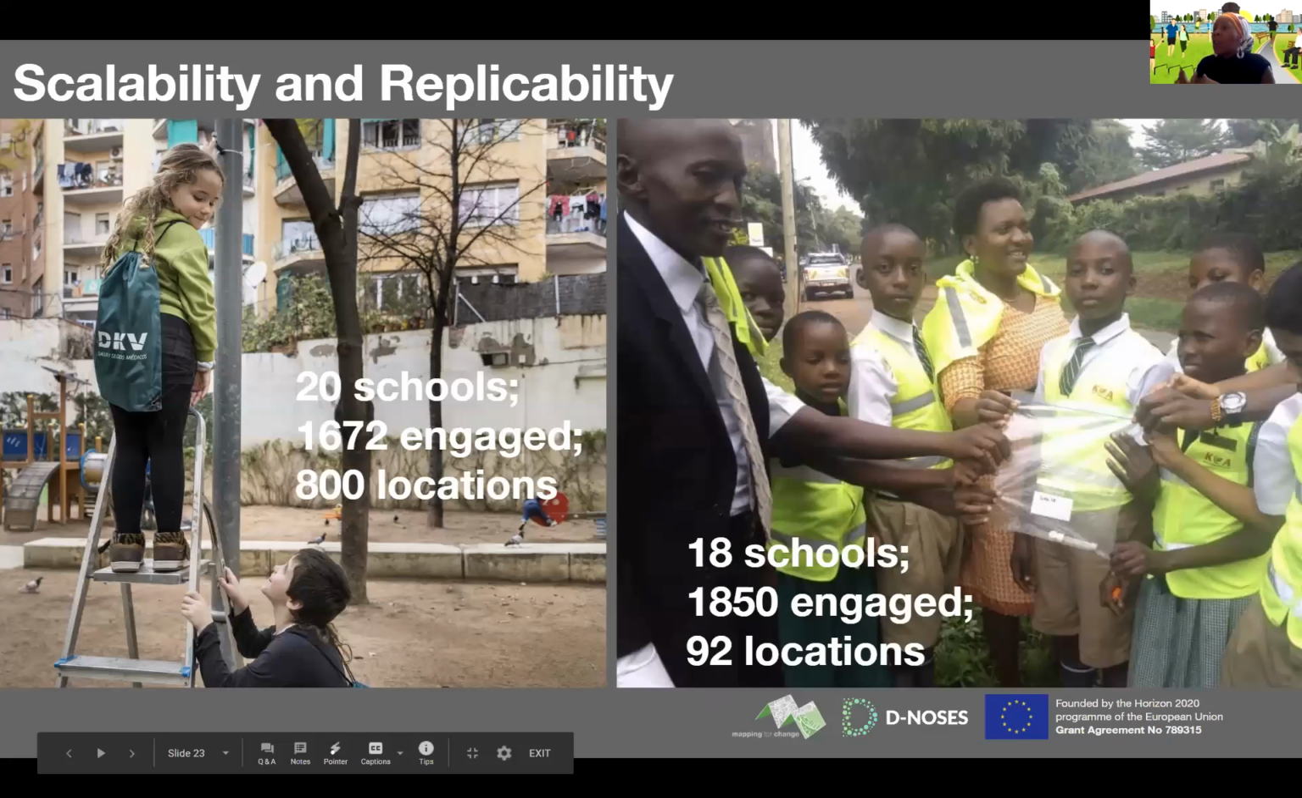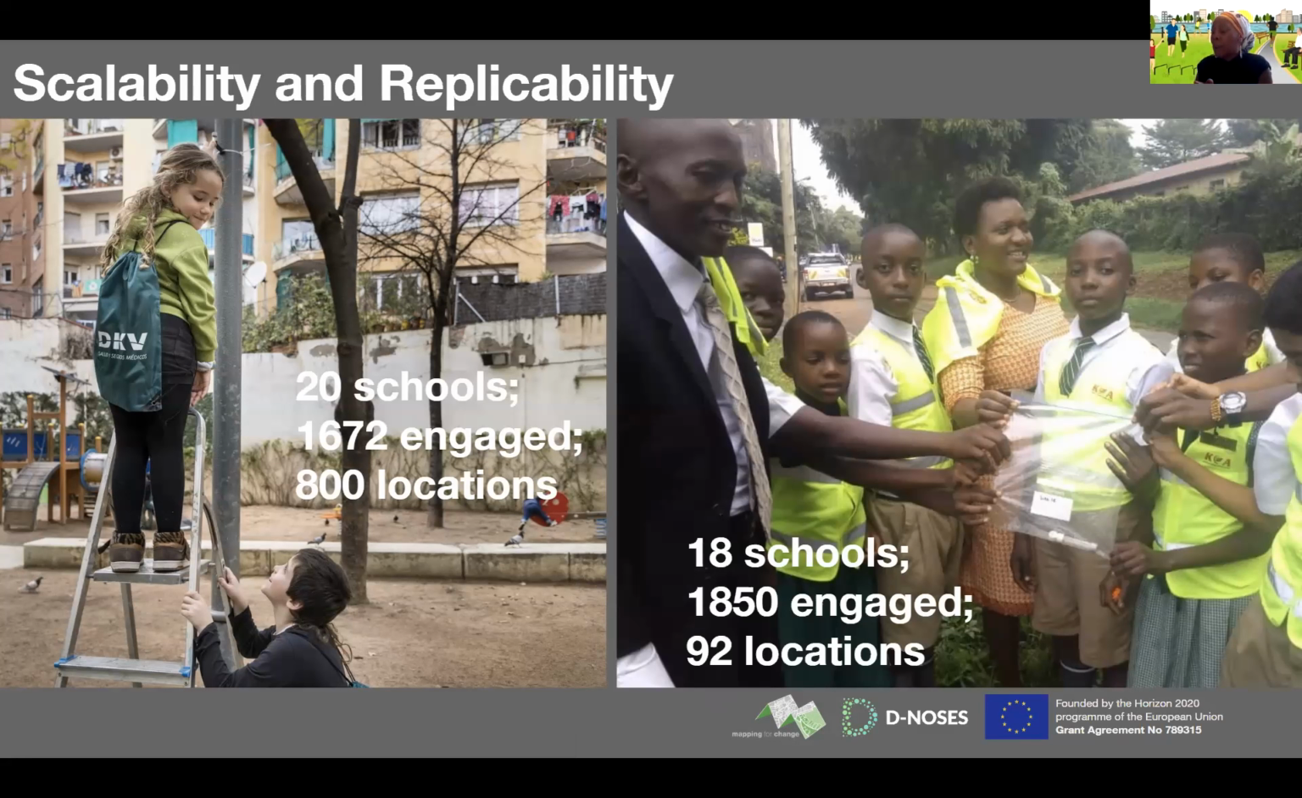So the one thing I just want to emphasize here in terms of this particular approach and this particular program is the scalability and replicability. This is something that can be done anywhere and in any communities. And this is just an example here because we've done exactly the same project with schools in Barcelona, where they monitored 800 locations. And we've also deployed exactly the same approach and method in Uganda, in the capital city, Kampala. So again, these are approaches and ways in which you can engage communities anywhere.